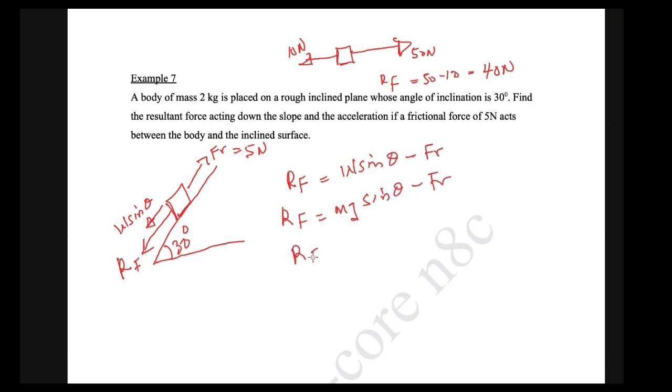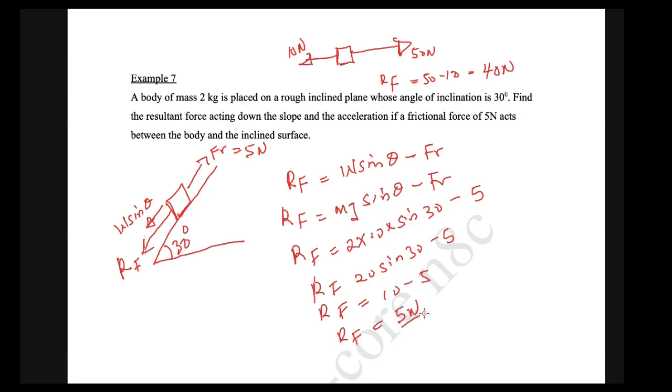So resultant force is going to equal 2 times 10 times sine 30 minus frictional force, which is 5 Newton. So resultant force is going to equal 20 sine 30 minus 5. So 20 sine 30 is 10, minus 5. So the resultant force is going to equal 5 Newton, and it's acting downward. Next question.